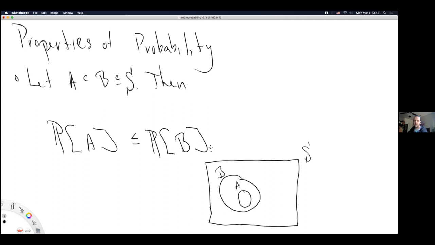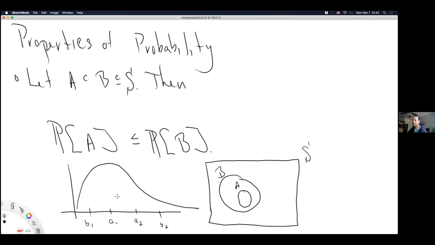Probability is area under non-negative functions, basically positive functions. So if you take a bigger set under this positive function, then you're going to have more area than under a smaller set. So we might draw that out in terms of functions like this. And hopefully that helps you see that the probability of B is bigger than the probability of A. Okay. That one wasn't so bad.